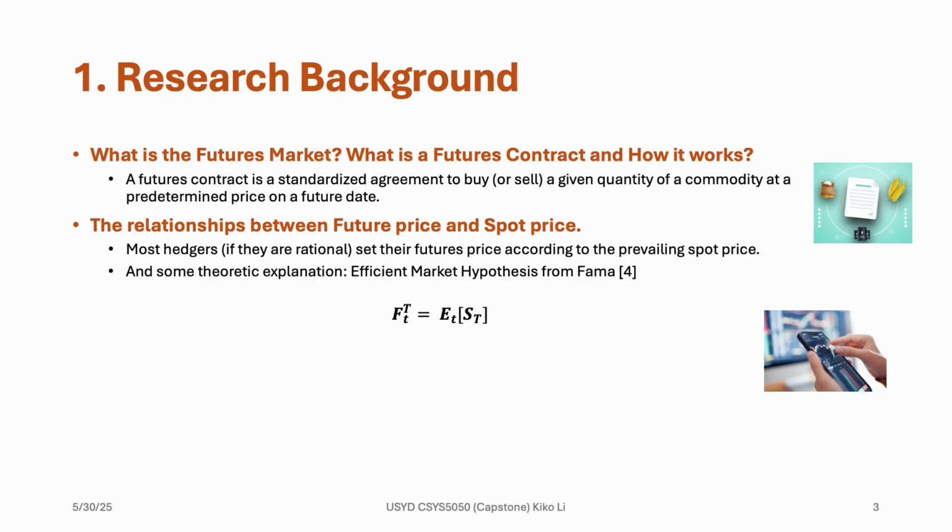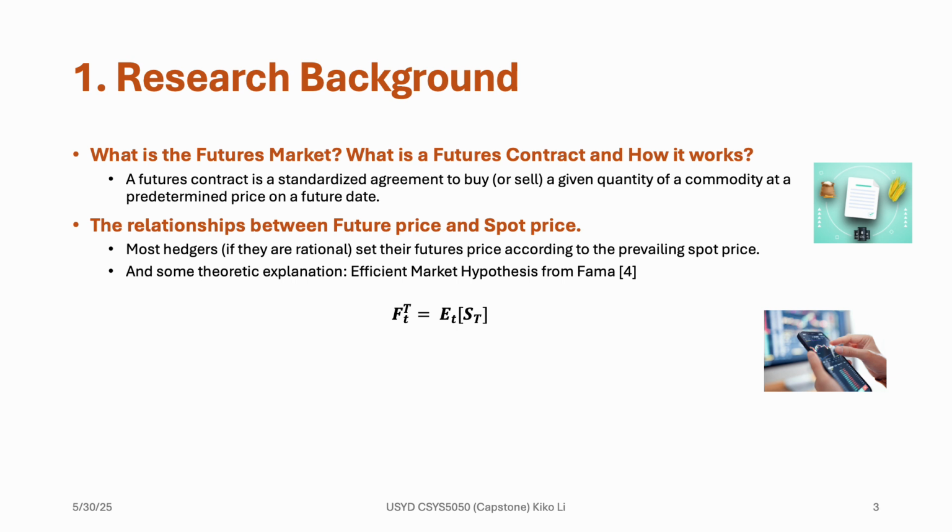On this slide, I'd like to give a quick overview of futures markets and why we care about the relationship between future and spot price. A future contract is simply a standardized agreement to buy or sell a fixed amount of commodity at a predetermined price on a specific future date. In practice, most hedgers set the future price based on the current spot price, since they don't want to make any deal that looks unfavorable compared to what they could get today.